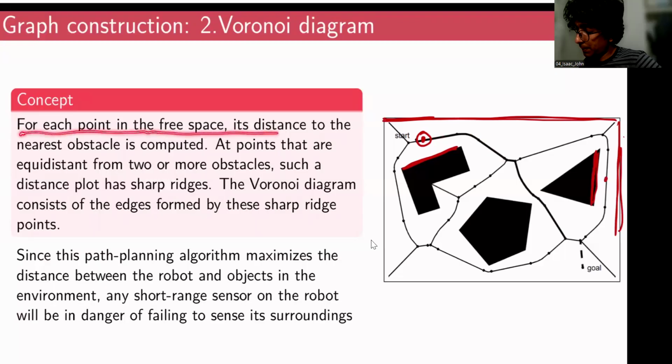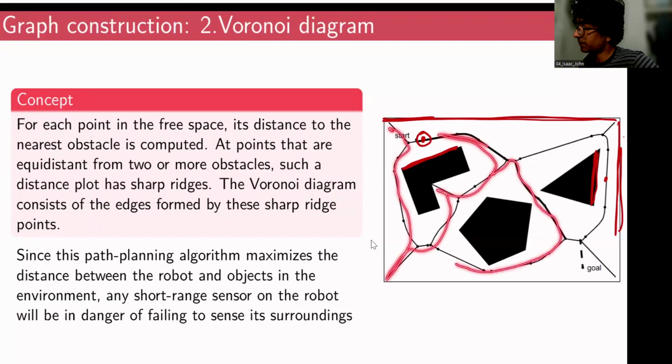For each point in the free space, its distance to the nearest obstacle is computed using its available proximity sensors. At the points that are equidistant from two or more obstacles, such a distance plot has sharp ridges. So whatever you see in this diagram, these are called the ridges. The Voronoi diagram consists of the edges formed by these sharp ridges. So throughout this map, it creates a ridge, where each of these ridges is as far as possible from the nearest obstacle, right?